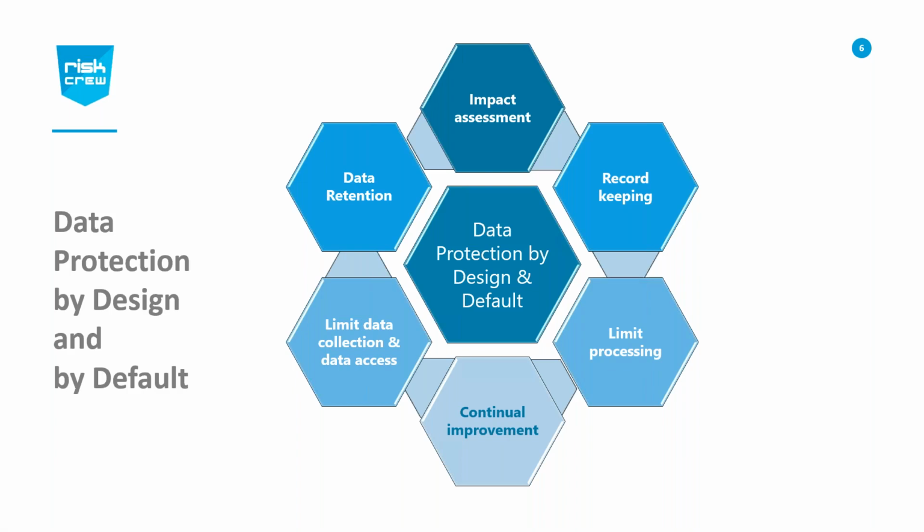Let's look at this first principle from Article 25. This requires that the controller shall, and this is the wording from the Act, so it's quite verbose, both at the time of the determination of the means for processing and at the time of the processing itself, implement appropriate technical and organizational measures which are designed to implement data protection principles in an effective manner and to integrate the necessary safeguards into the processing. So it's quite verbose, but it's fairly clear in its intent.